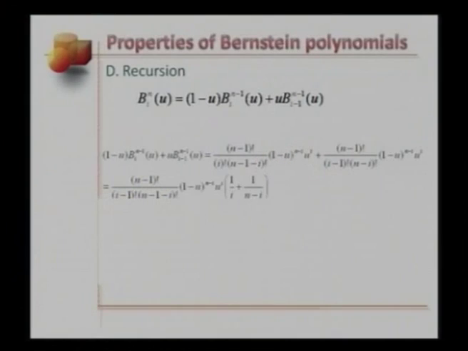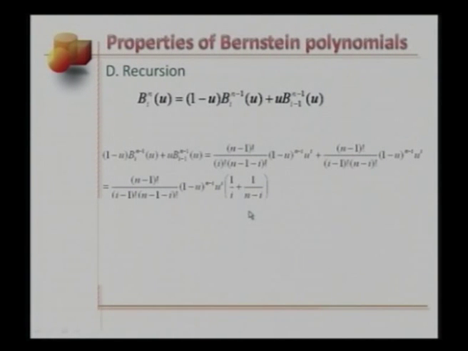If we work further with the right hand side, what we can do is take this factor out common, which is (n minus 1) factorial over (i minus 1) factorial times (n minus 1 minus i) factorial times (1 minus u) raised to n minus i times u^i, and what will be left is 1 over i plus 1 over n minus i.